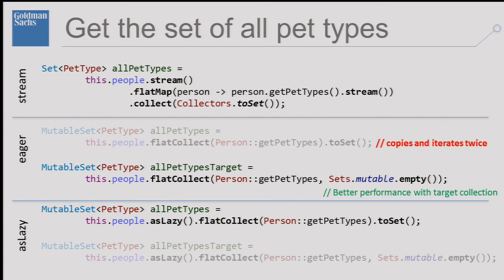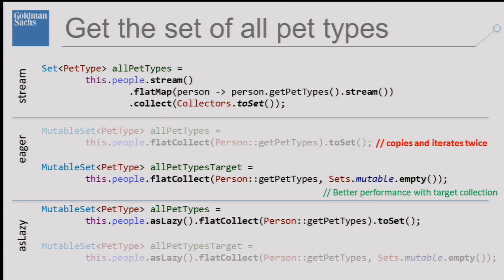Getting the set of all pet types. This is the flatMap example. So we're streaming all the people, and then for each person, we're streaming the types of the pets that person has, and then we're writing all those pet types into a single set to get a distinct set of all the types, which is what the first stream example is doing.